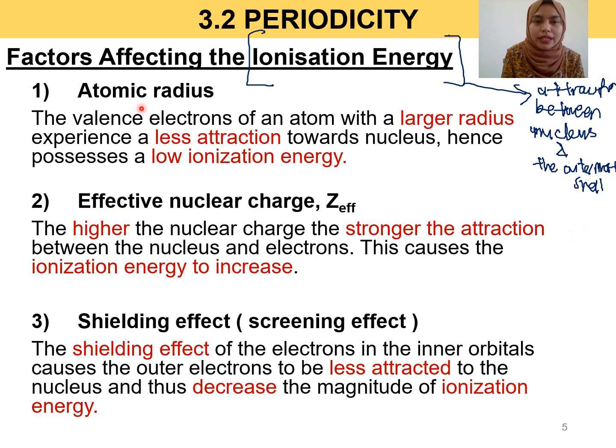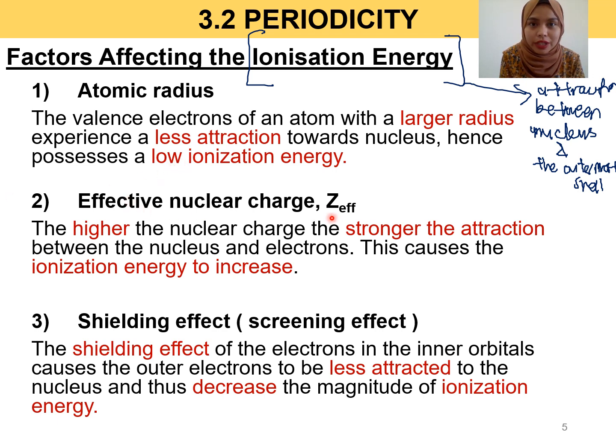So the first one is atomic radius. Okay, kalau atomic radius, the atom saiz dia besar. Bila saiz dia besar, sebab apa saiz dia besar? Sebab dia kurang attraction towards nucleus and the outermost shell. Okay, so bila attraction between nucleus and the outermost shell berkurang, makanya senang nak remove electron. Okay, bila senang nak remove electron, therefore the ionization energy untuk atom yang bersaiz besar is low.